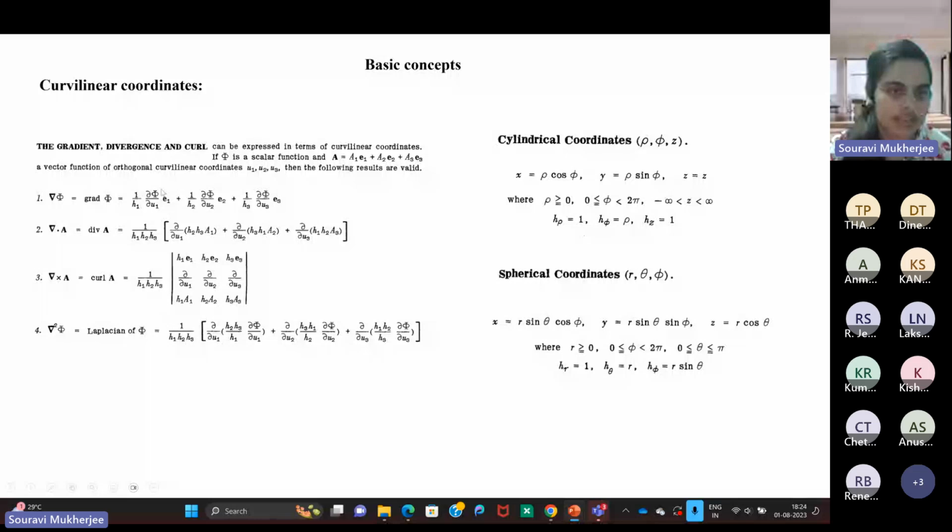So for any system, if you know H1, H2, and H3, and the unit vectors along those particular coordinates, then you can express your gradient, divergence, and curl, right? For cylindrical coordinates, we saw that H rho is 1, H phi is rho, and Hz is 1. Similarly, if you solve for the spherical coordinate system, you'll see that HR is 1, H theta is R, and H phi is R sine theta, right? So if you replace those values here, you'll get the expressions for those corresponding coordinate systems.